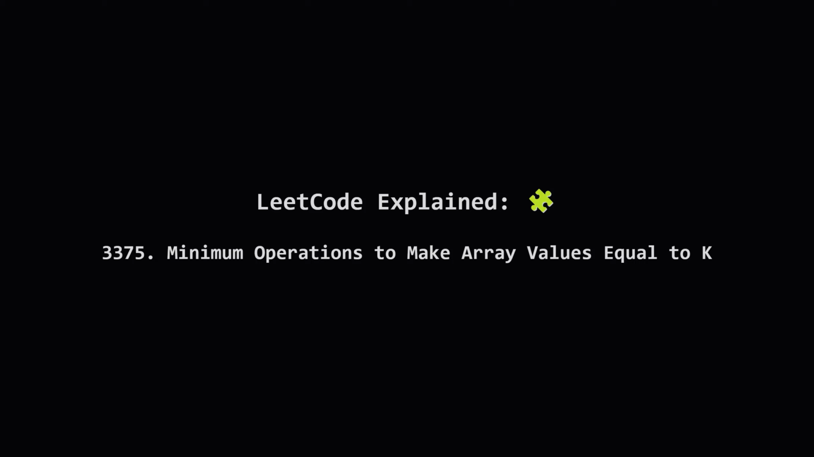Hey everyone, welcome. Today we're looking at a Leetcode problem called minimum operations to make array values equal to k. It sounds a bit complicated at first, but don't worry, we'll break it down step by step, nice and easy.